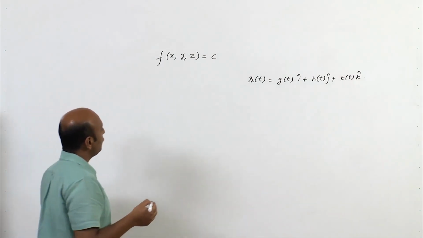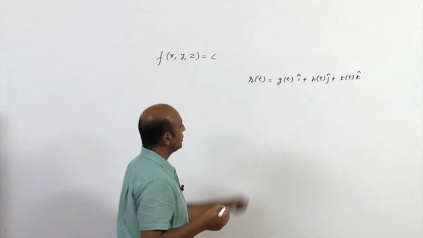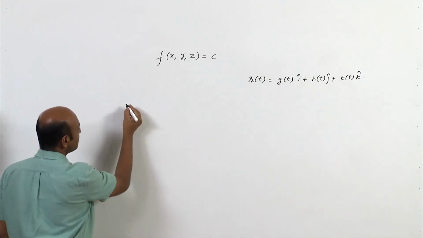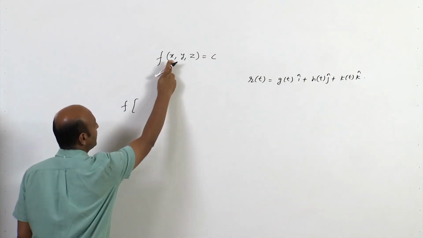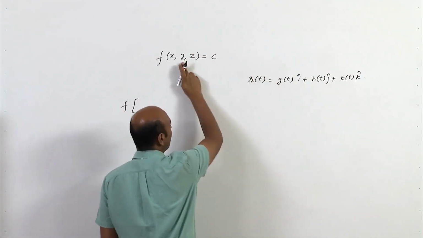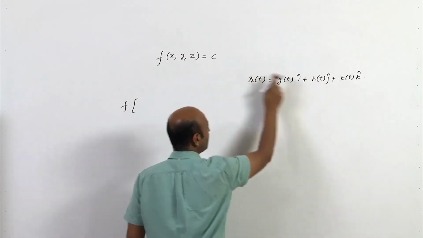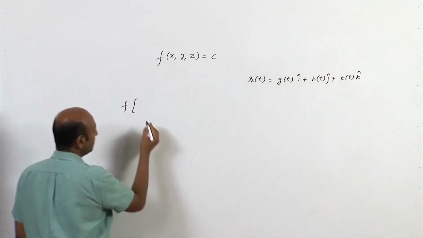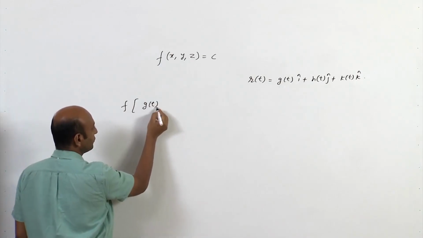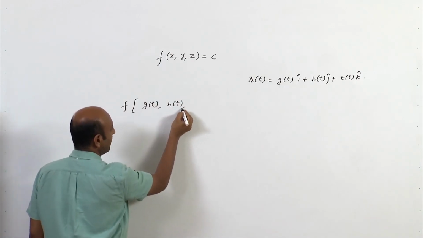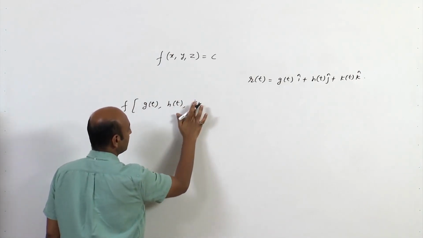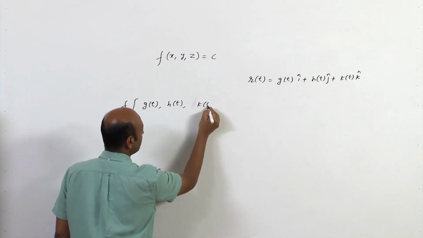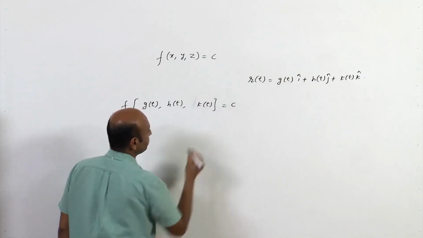So what will be the value of the function on this surface? On this surface, f is given by f, where you simply replace x by g(t), y by h(t) and z by k(t). So what will you obtain? It is f(g(t), h(t), k(t)) equal to c.